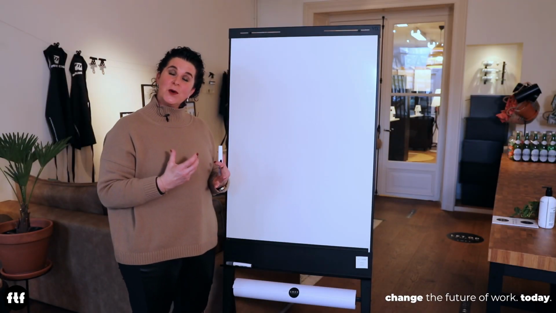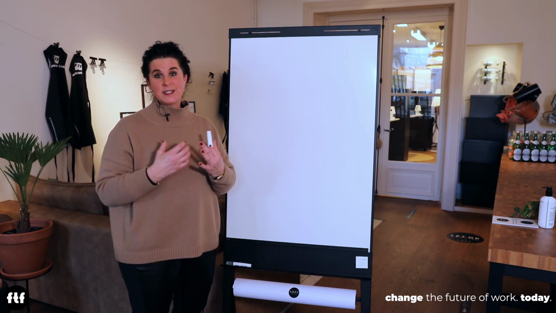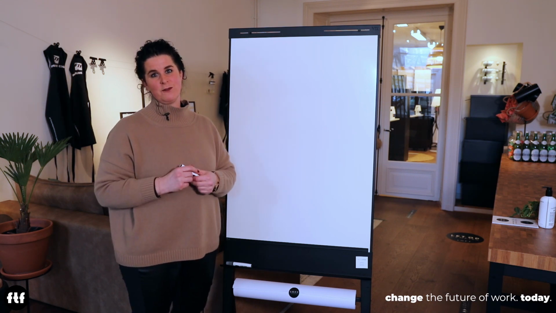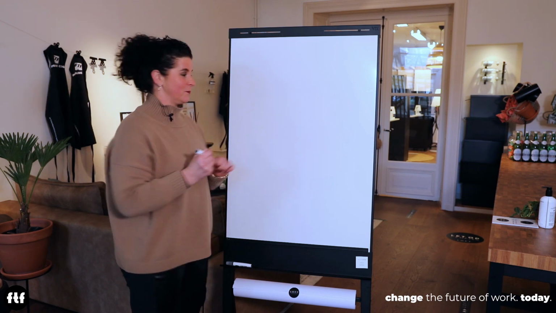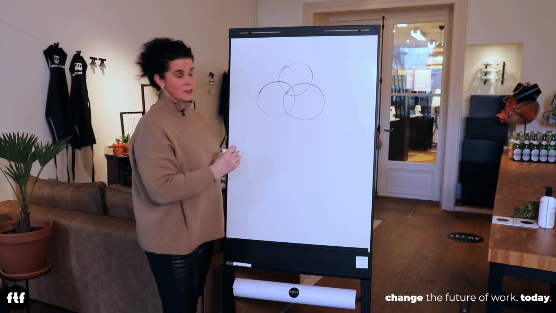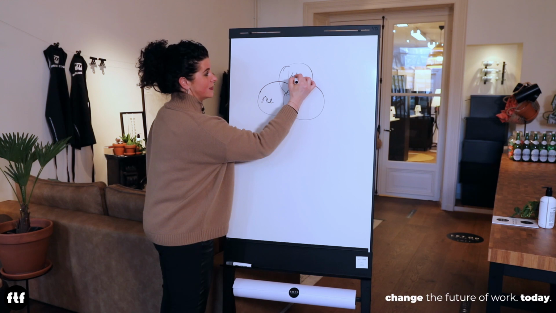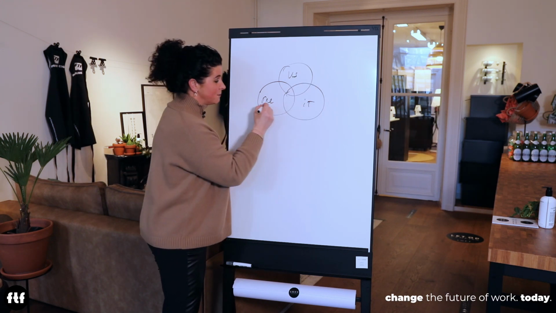In this learning video, we're going to tell you more about a model we often use. It's the model designed by Daniel Hoffman, and it's called the Me, Us, It model. It's very simple. Let me explain. It knows three elements: the me, the us, and the it. And we need to start with the me.